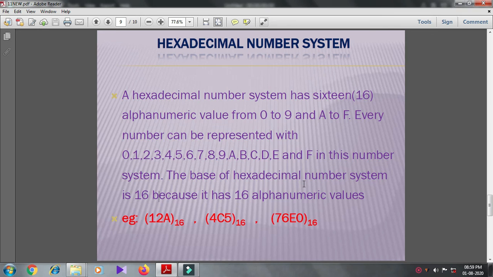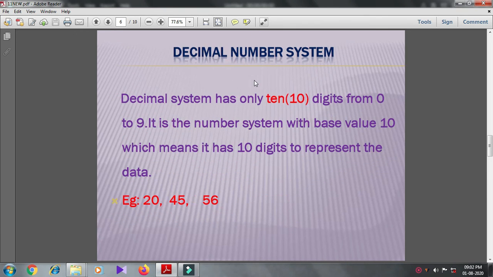Today we have come to the end of today's session. Today we have learned number systems.